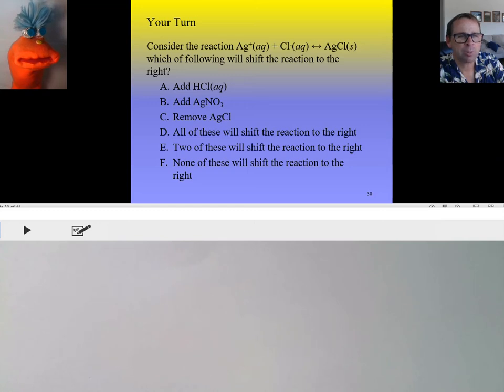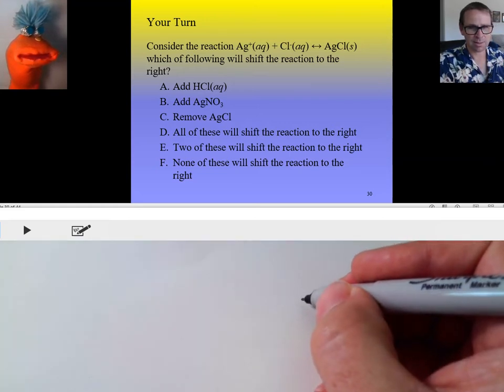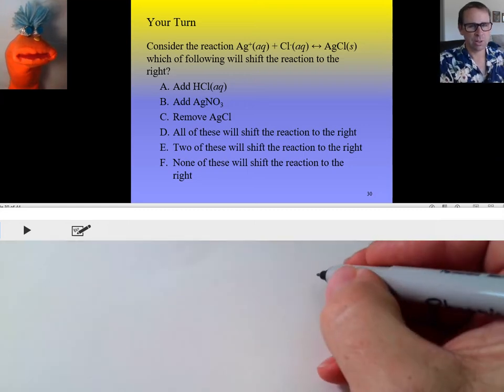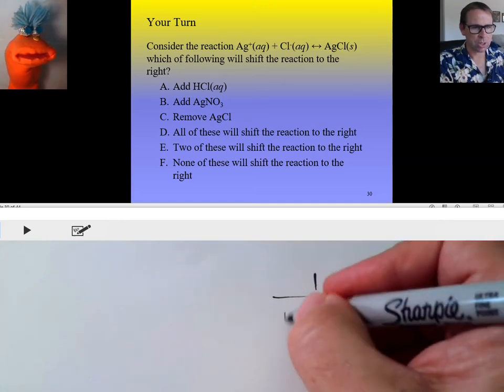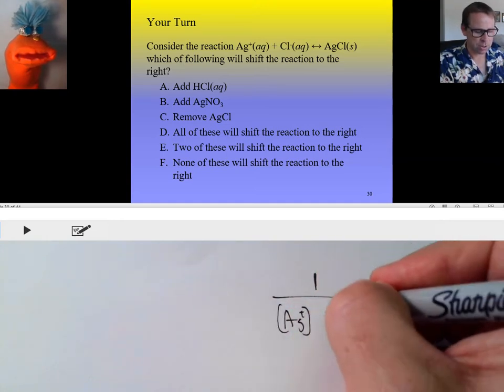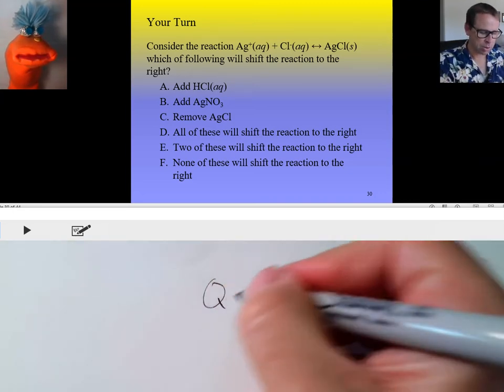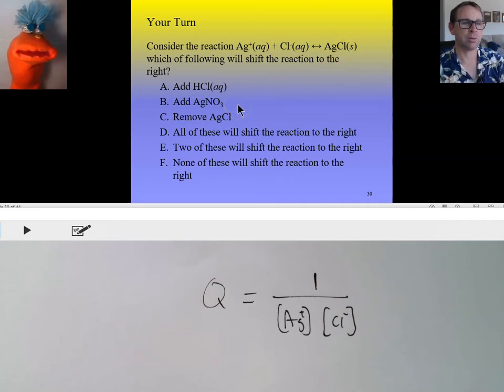But is it in the mass action expression? Remember, the mass action expression for a reaction is the products raised to their coefficients over the reactants raised to their coefficients. But in this case, silver chloride is a solid, and so I don't include it. I just have the silver ion raised to its coefficient and the chloride ion raised to its coefficient. So that is the quotient for this reaction. Therefore, because we remove silver chloride and it's not part of the quotient, that will not affect the shift of the reaction.